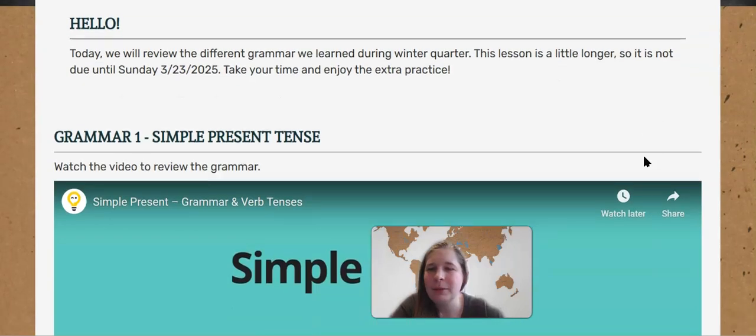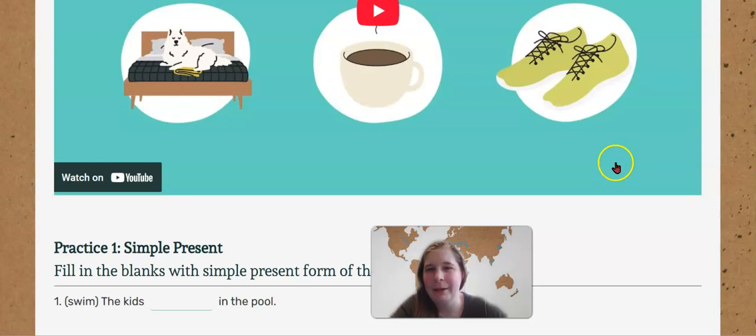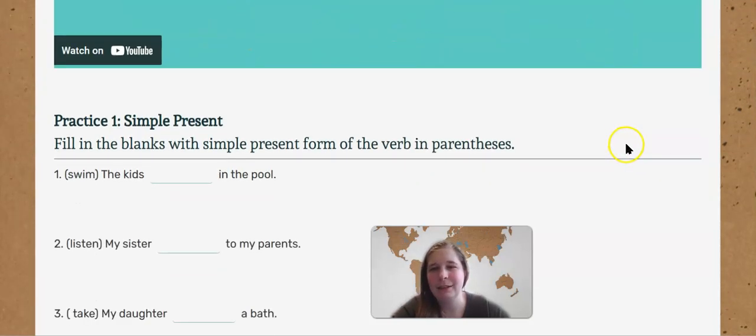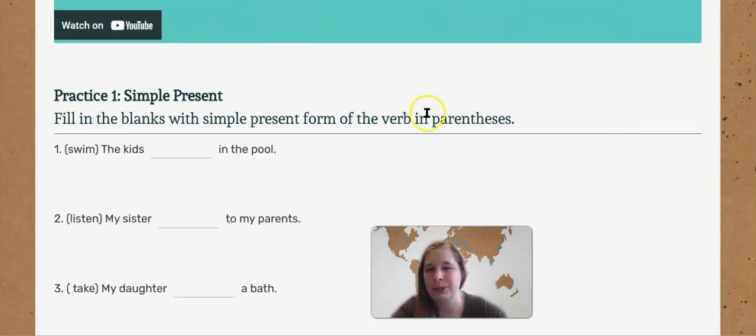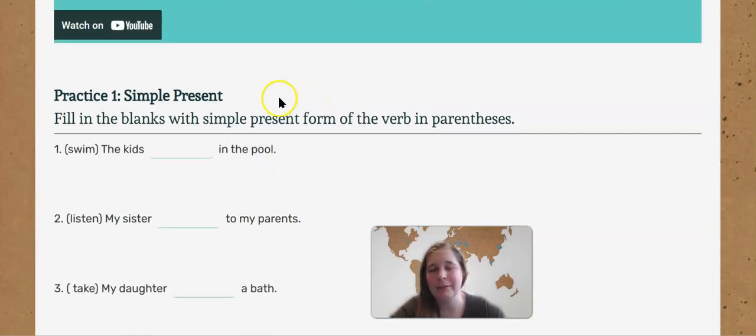Let's start with the simple present verbs. Simple present is used for habits and daily activities or current fact or true statement. Remember, we add S to he, she, or it verbs in the simple present. Let's fill in the blank with the simple present form of the verb swim.